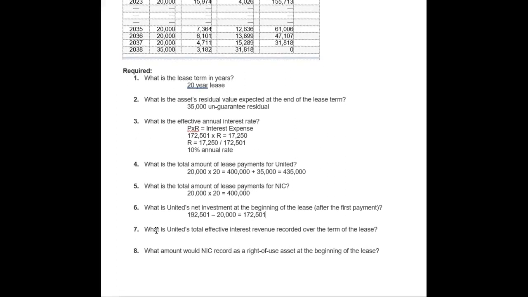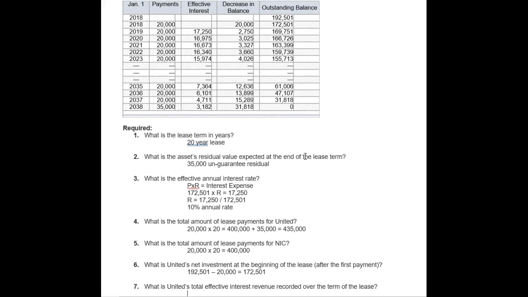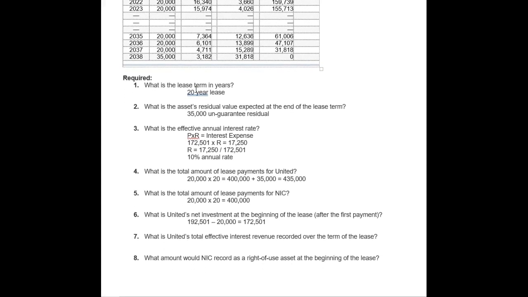Okay. Now this one is more interesting to me. What is United's total effective interest revenue recorded over the term of the lease? Now, a couple of ways we could get this. If we had the full amortization table, we could just simply add this column. Sadly, we're missing quite a few years right there in between 2023 and 2035. So what would we do to go about getting the total amount of interest?